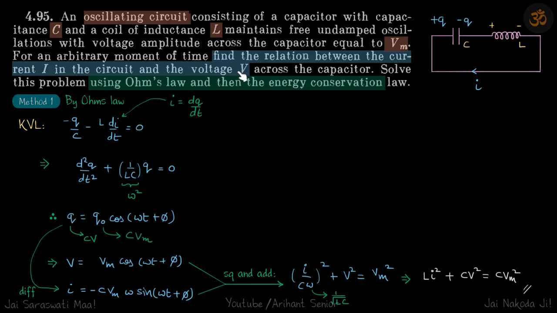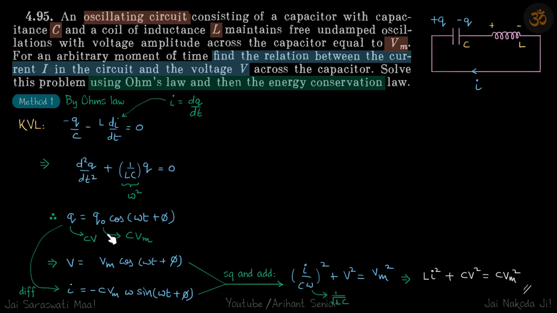We need to introduce voltage and current because we need to find the relation between them, and what we have is Q. To introduce voltage, Q is related to voltage as CV, so Q naught will be C into V maximum. This gives V to be Vm cos(omega t plus phi). So we have got V. Now we need I. We just differentiate this equation, and we get I is equal to minus C Vm omega sin(omega t plus phi).